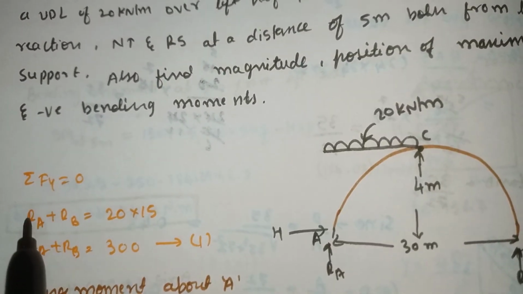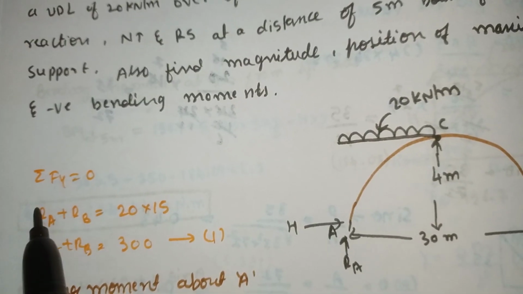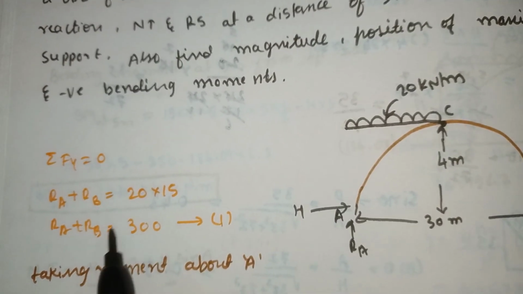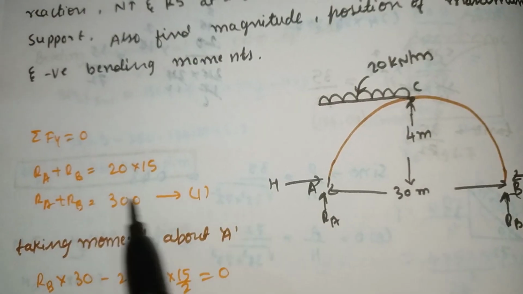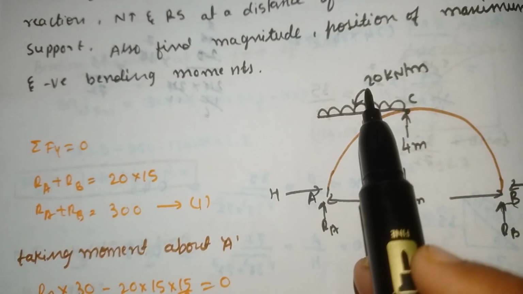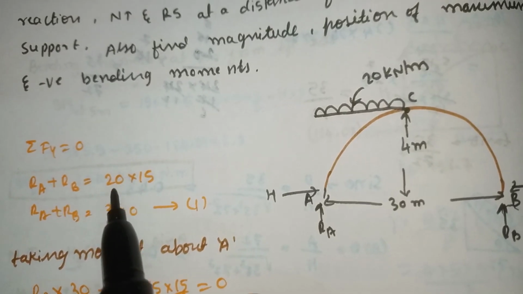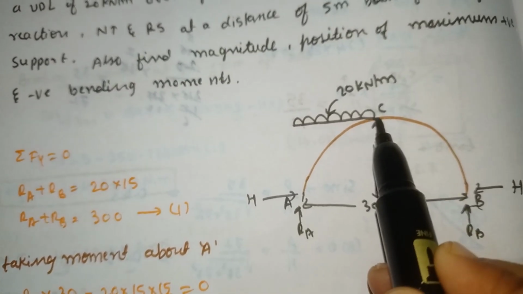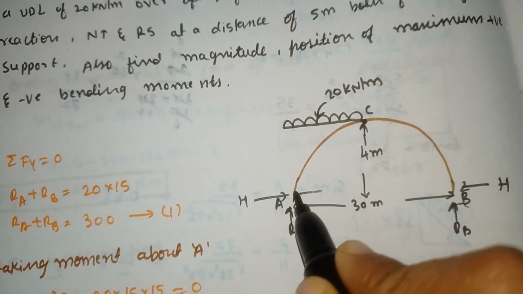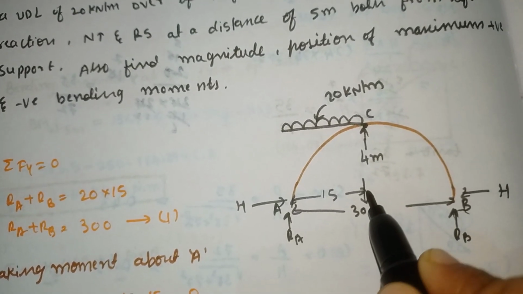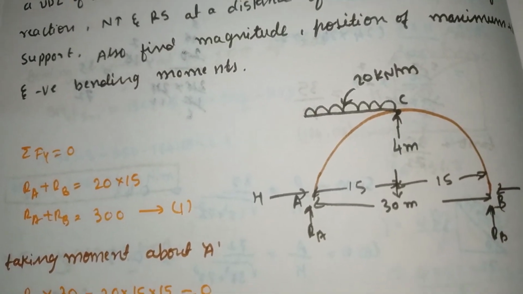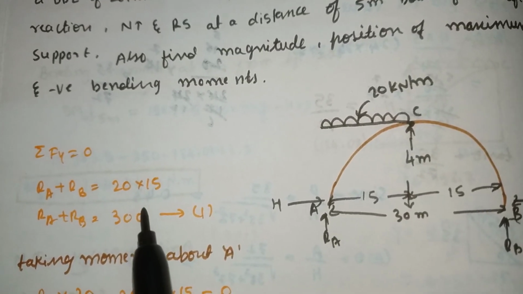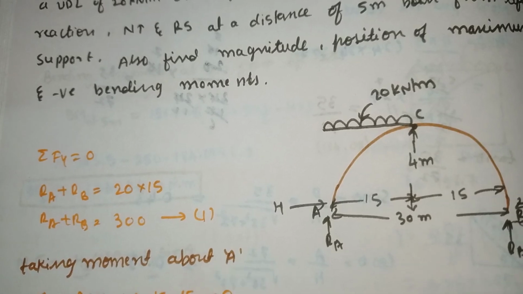First we have to take summation of Fy equal to 0. Summation of Fy equal to 0 means all the upward forces equal the downward forces. So RA and RB are upward forces. I am taking RA plus RB is equal to the downward load, UDL, which is 20 into 15. Our total span is 30, so the UDL is acting from the center to the left side. From here to here is 15 and here to here is 15. We need to take 20 into 15. So RA plus RB is equal to 20 into 15, which gives 300. Call it equation number 1.